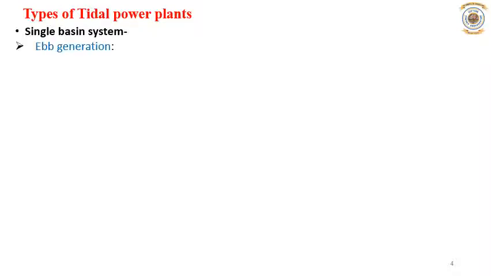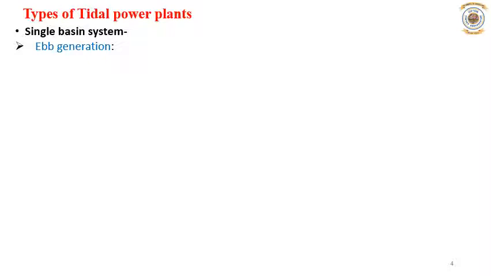According to the water flow between the artificially developed basin and the sea, tidal power plants are classified into two types: single basin arrangements and double basin arrangements. The single basin arrangement is classified into three types: single ebb cycle, single tide cycle or flood cycle, and double cycle. We will study the first one, the single basin system, under which we will study ebb generation.